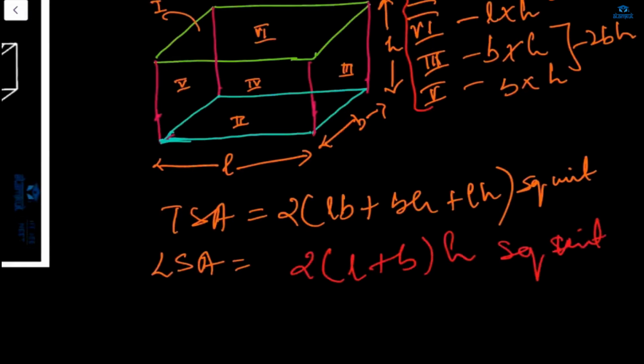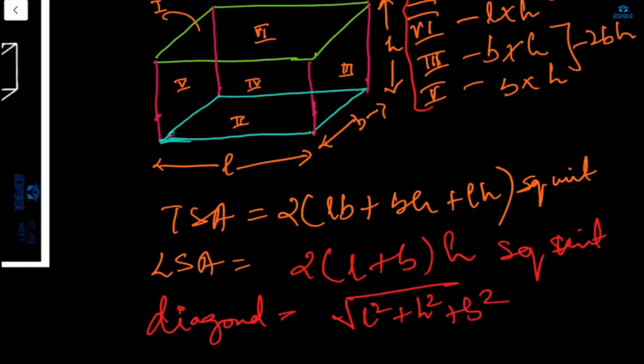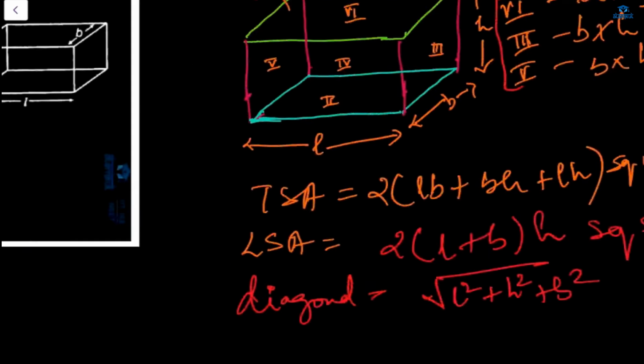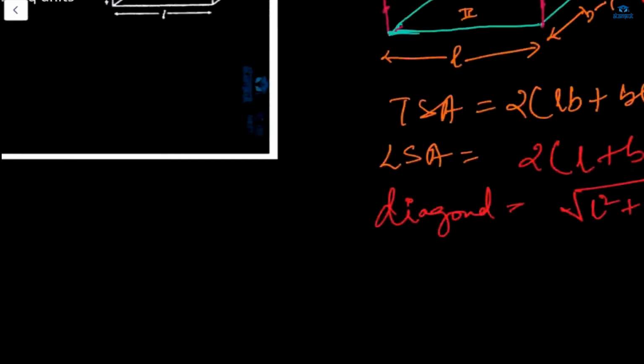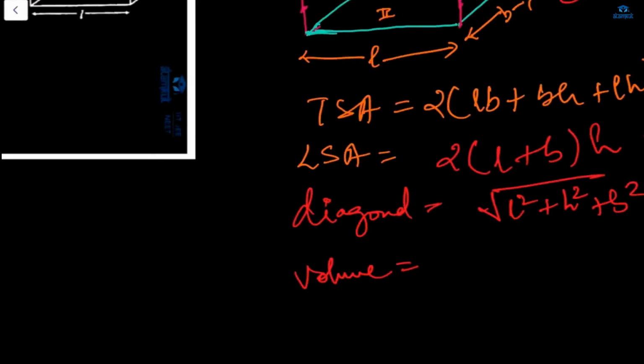Now if you're talking about diagonals, the diagonal will be root of L squared plus B squared plus H squared. And then the last one will be the volume. How do you find the volume of a cuboid? Volume will be length into breadth into height. The complete volume will be length into breadth into height. You are going to multiply all three.